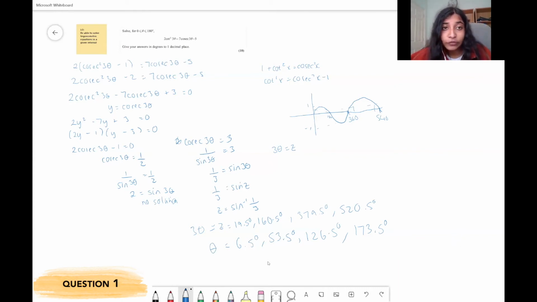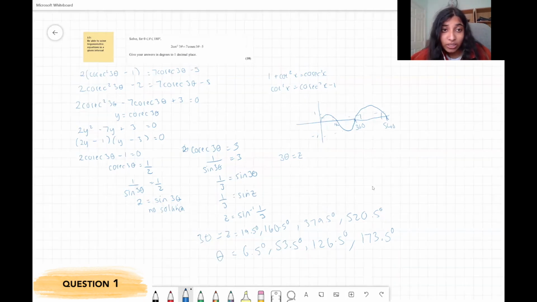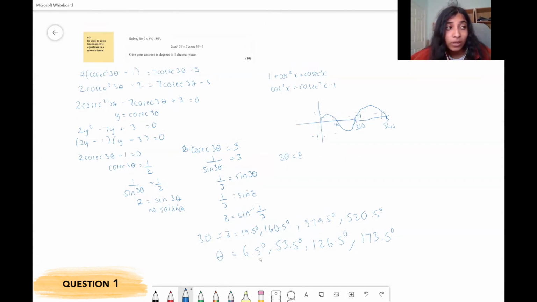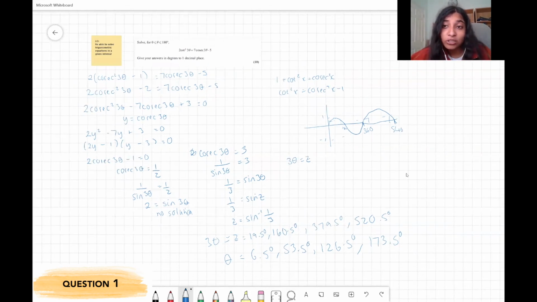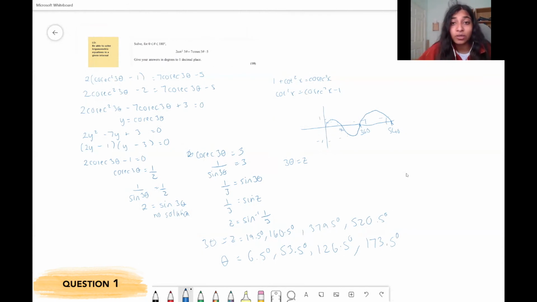So these are your 4 solutions to the question, and we just want them all to 1 decimal place, which is what we've given. So it was 10 marks, so it was a lot to do for one question. But if you think about it, all we did was notice that we needed to find out what this identity was and sub that in. And then we just had a quadratic equation that we could solve.